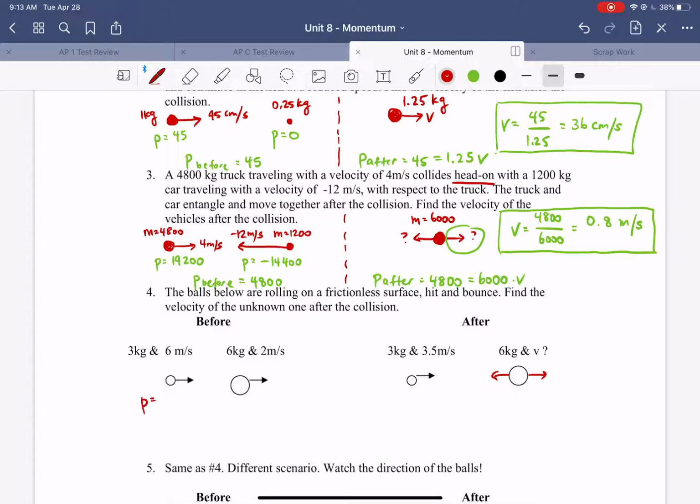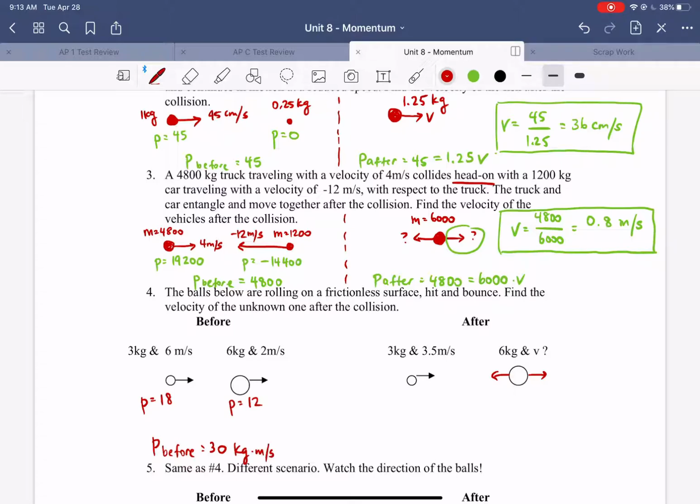So for the smaller object, the momentum is going to be 3 times 6, so it's going to be 18 kilogram meters per second. Again, I'm leaving the units out here just to save space and make this easier to read. The momentum for the second one is going to be 12 kilogram meters per second. Both of these numbers are positive because both objects are traveling to the right. So the total momentum before the collision is going to be 18 plus 12, so it's going to be 30 kilogram meters per second.